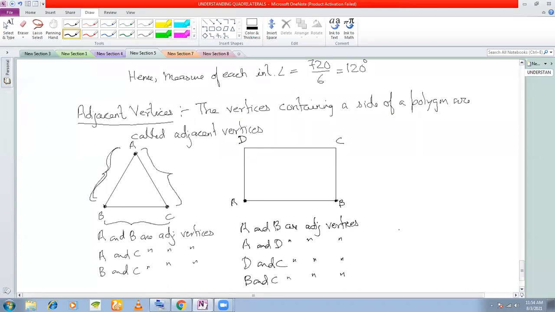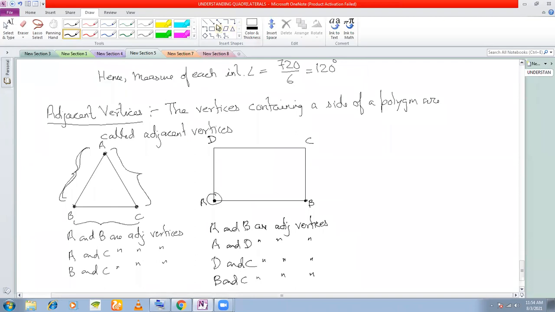The singular word is vertex. If I'm talking about only one, like A, then I say vertex. If I'm talking about more than one, then I say vertices. Instead of B and C, we can write C and B. Yes, same thing.